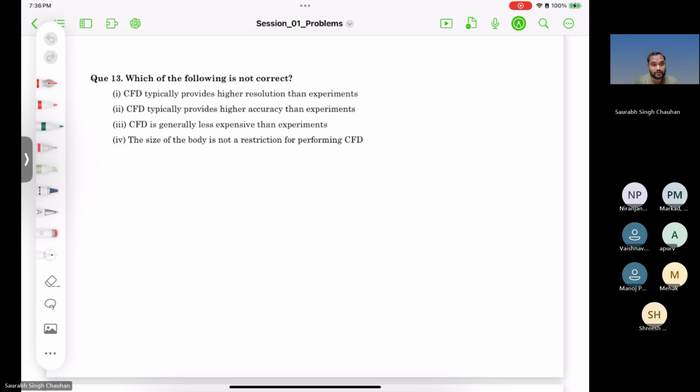Okay. Fourth option says the size of body is not a restriction for performing CFD. Yes, this is also true, right? For example, you have an aircraft and you want to get the flow field around the aircraft, to find the lift or drag, then you cannot put the whole aircraft inside a wind tunnel. Of course, you can make a smaller model and do a dimensional analysis, by making a smaller prototype. But size of the body is a constraint in experiments, right? For CFD, you can make really big bodies.